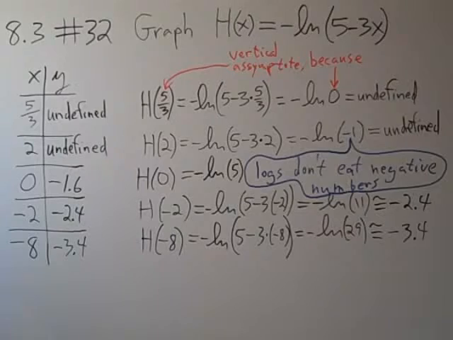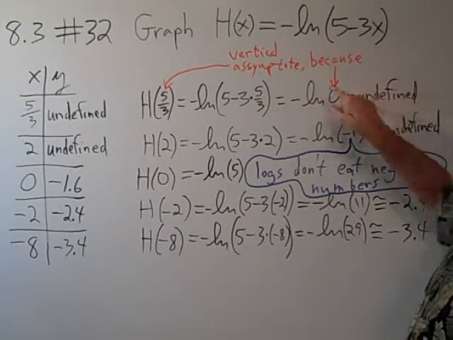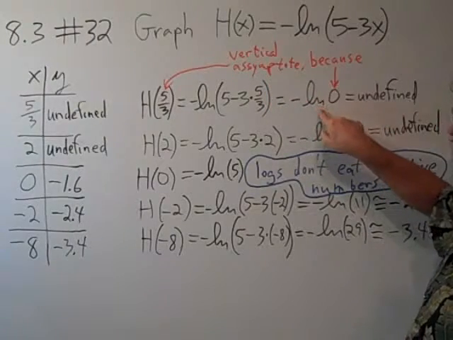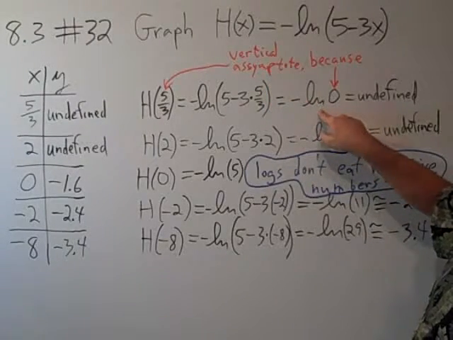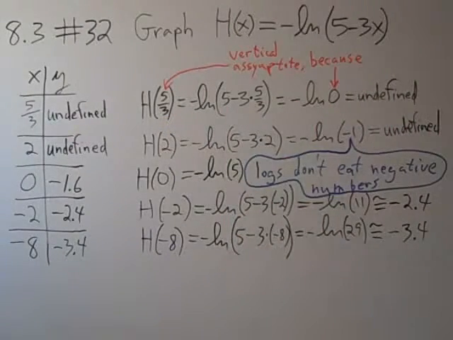So that's a significant point because the log of 0 is not just undefined. That's a vertical asymptote for the graph of this function then. So x equals 5/3 will be a vertical asymptote, a line that the graph gets closer and closer to without ever touching.